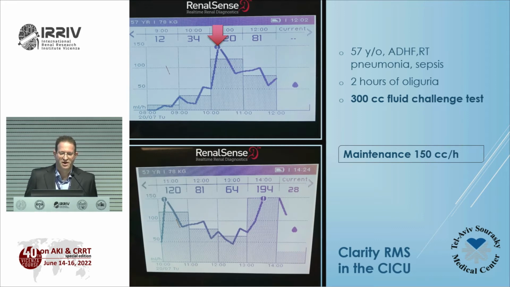So here you can see, for example, a patient admitted with acute decompensated heart failure related to pneumonia and sepsis. The patient demonstrated oliguria for 2 hours following his admission. We performed a 300 cc fluid challenge test, and we can see a very nice, positive response to the fluid test. Accordingly, we maintained a fluid chart of 100 cc per hour, and we can see that urinary output was maintained in a normal state.